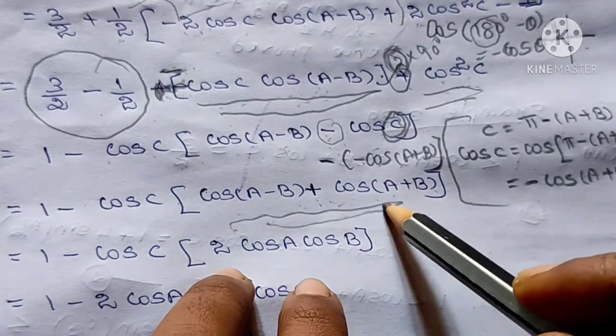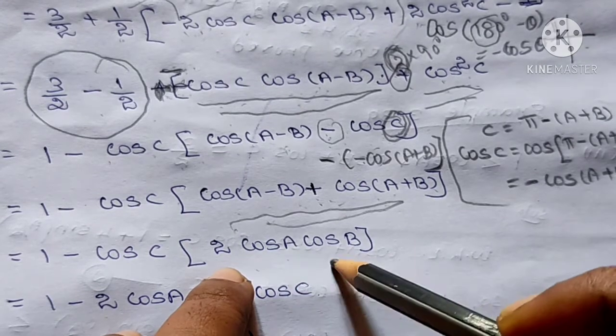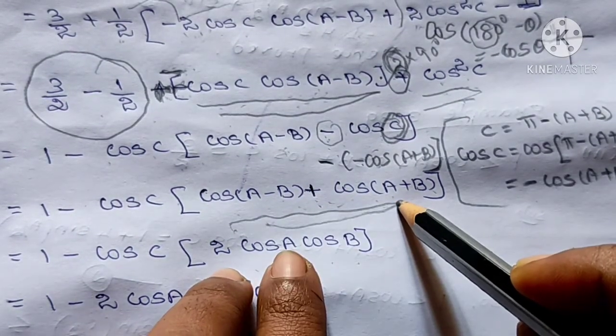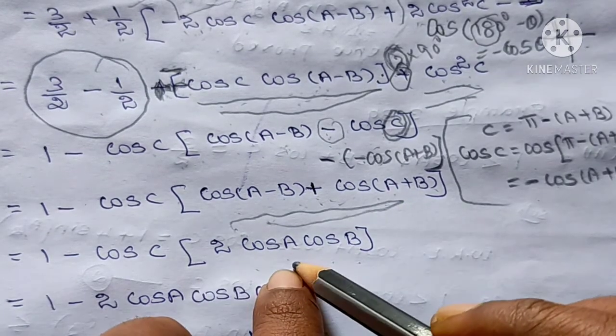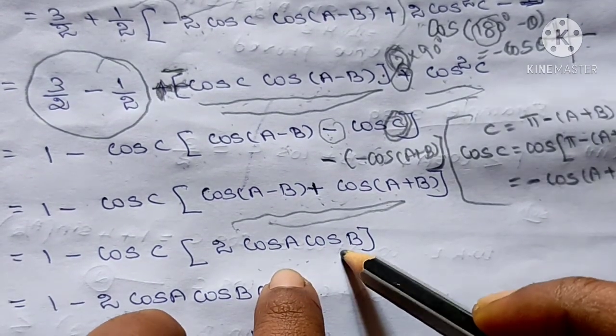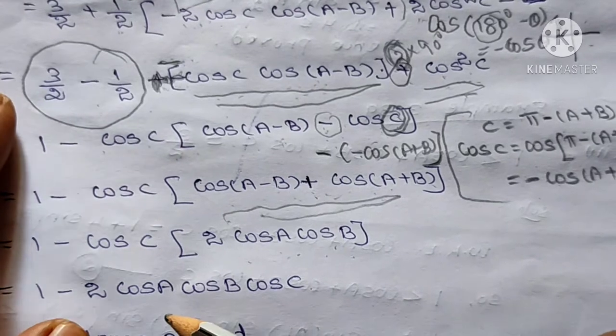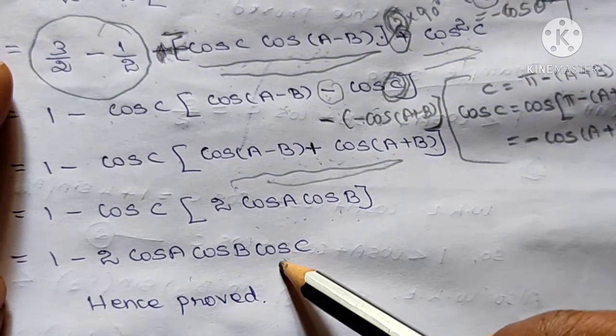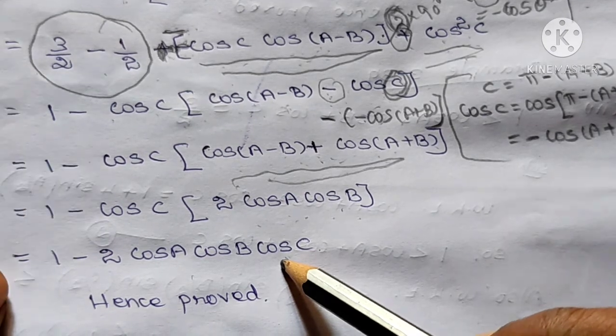Now I will explain this formula: 2 times cos A cos B. If you add cos (A minus B) plus cos (A plus B), we get 2 times cos A cos B. So 1 minus 2 cos A cos B cos C. This is the right hand side value, hence proved.